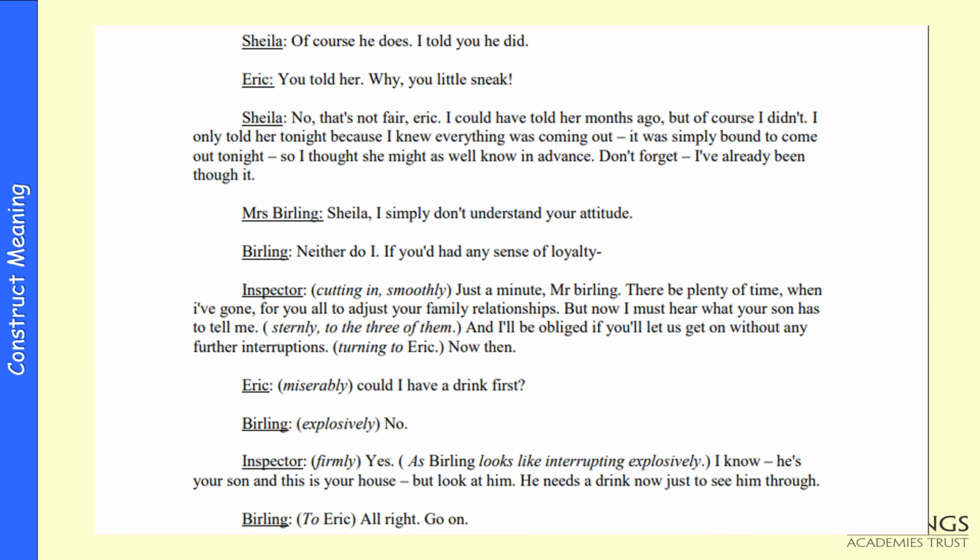Of course he does. I told you he did. Oh, you little sneak. That's not fair. I could have told her months ago, but I didn't. I only told her tonight because I knew it was bound to come out. So I thought she might as well know in advance. Don't forget, I've already been through it. Sheila, I simply don't understand your attitude. Neither do I. If you'd had any sense of loyalty... There'll be plenty of time when I've gone for you all to adjust your family relationships. But now I must hear what your son has to tell me.